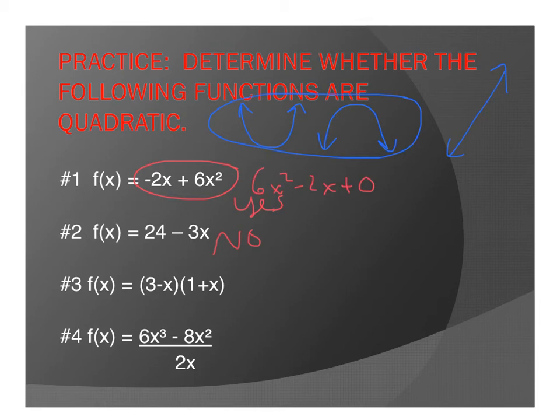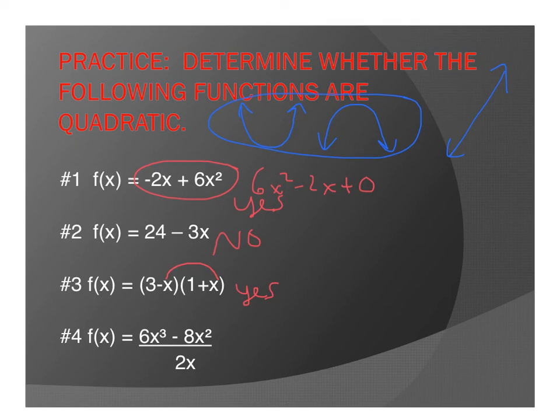It's not just about having an x squared. There are some special cases like number 3 here. Do I see an x squared? I don't. But if I were to FOIL this together, when I multiply negative x times positive x, I end up with an x squared there. So my answer would be yes. If I were to FOIL that together, kind of like I did on the previous slide, I would end up getting an x squared, and that would give me a quadratic right there.